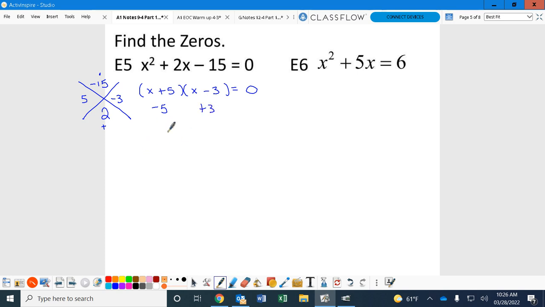So my two answers are going to go in braces. They're going to go from least to greatest. So it's going to be negative 5, comma, 3. Don't put a plus sign when it's positive in your answers. I'm just putting it there because that's how we get there.